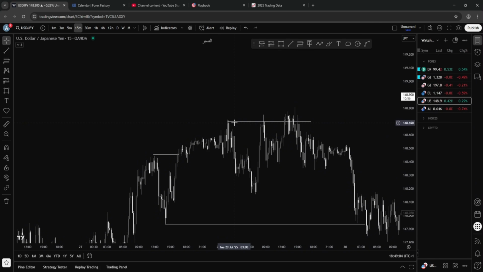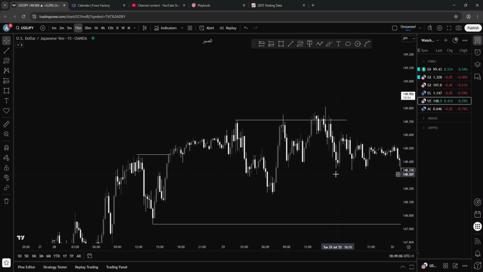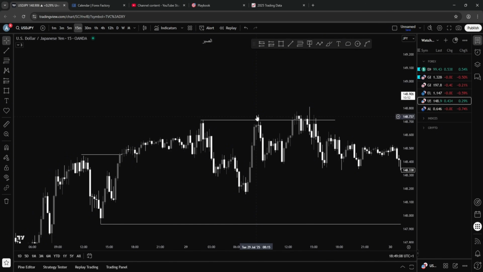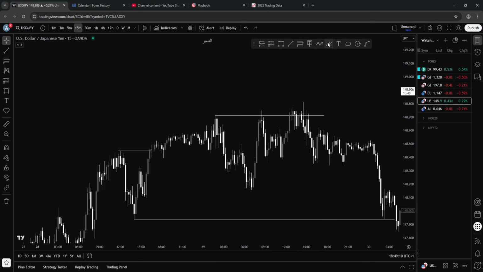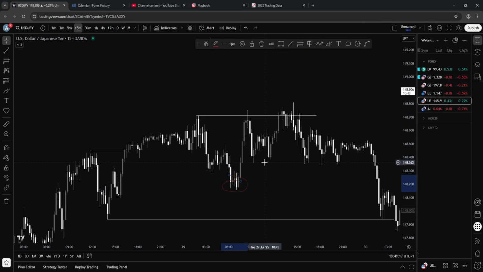But what do we notice about this high? Originally we swept it, and price failed to put in a new high, which is a potential confirmation for this low being a draw. Then price comes down and tries to retest it.